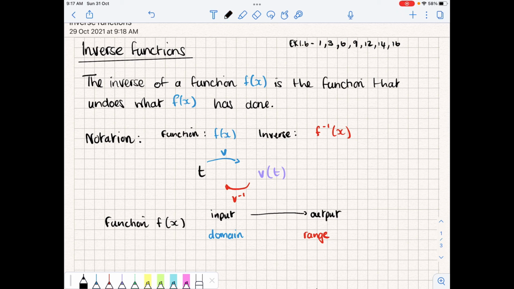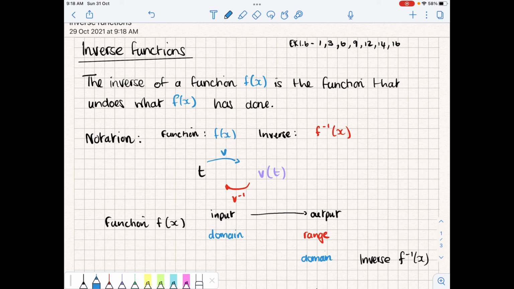Now, if we consider taking the inverse function, so the inverse function here would be f to the -1 of x. It undoes what the original function has done, right? So what are we putting into the inverse function? Well, we're taking the output values, in other words, we're taking the range of the original function and putting it into the inverse. And so the domain of our inverse function is the range from the original function.